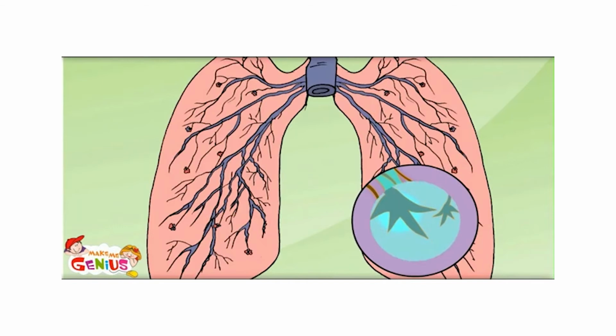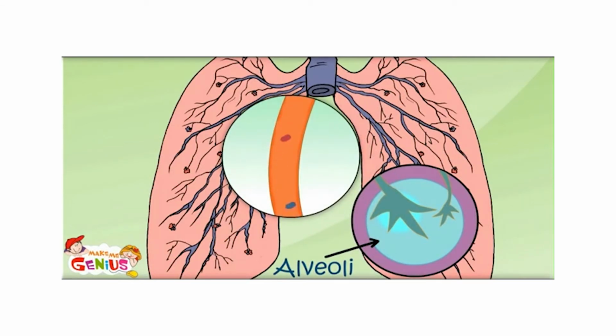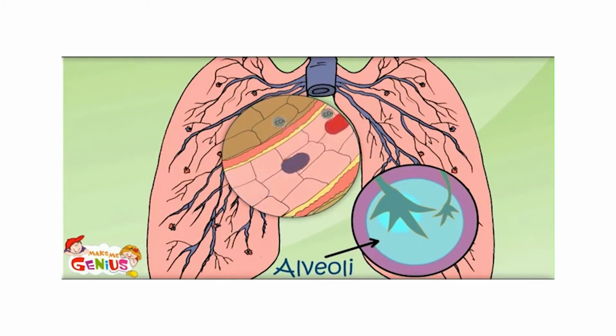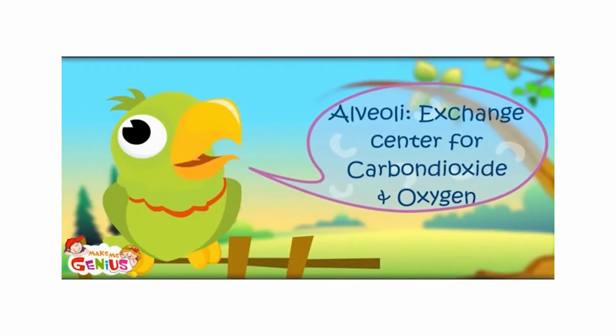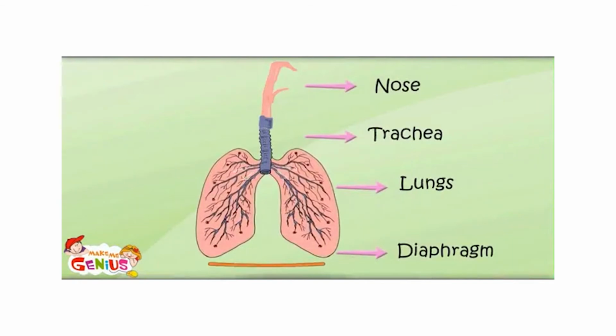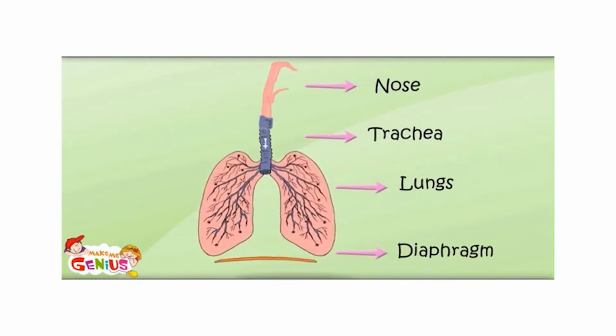What are these small balls? Oh, you can see them. We can see them because of magic. These are called alveoli. From here, oxygen goes to the blood and carbon dioxide comes in from the blood to the lungs. So, this is the exchange point of gases. Carbon dioxide comes in from the blood and oxygen goes to the blood. In this way, oxygen is spread through the whole body. Alveoli, the exchange center for carbon dioxide and oxygen. Oh, now I understand the whole process.